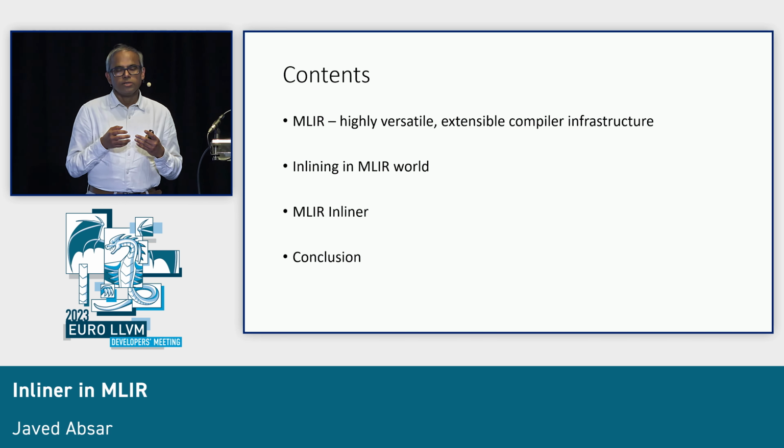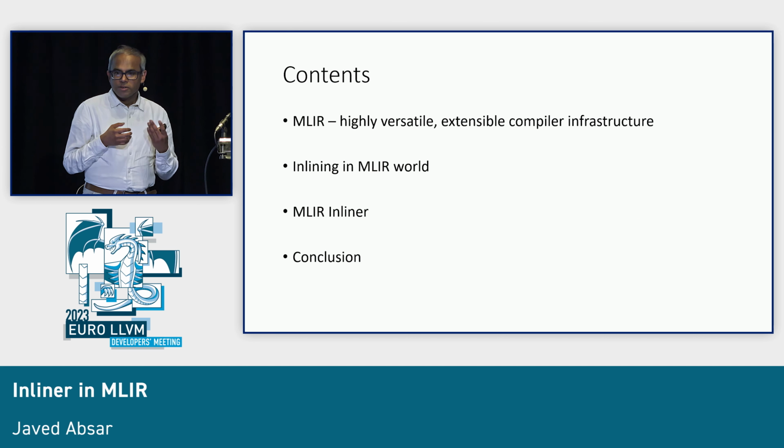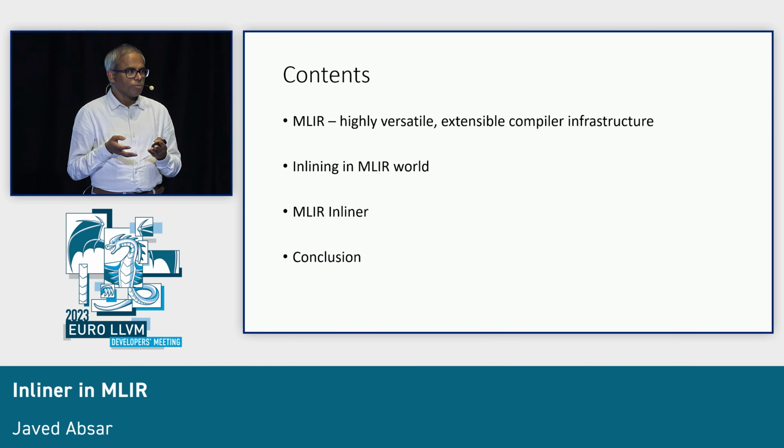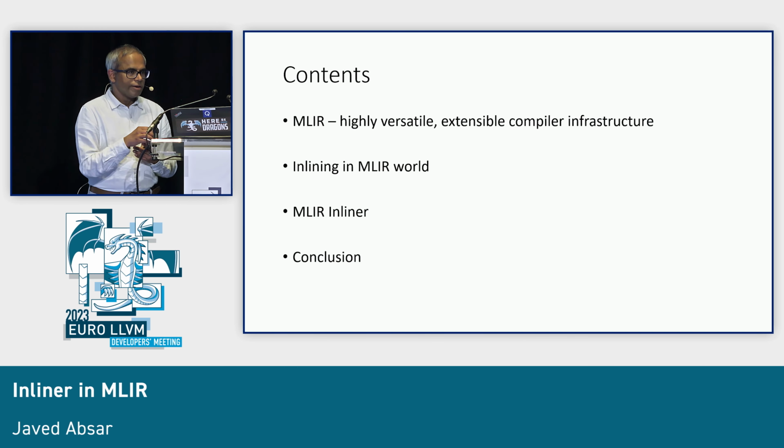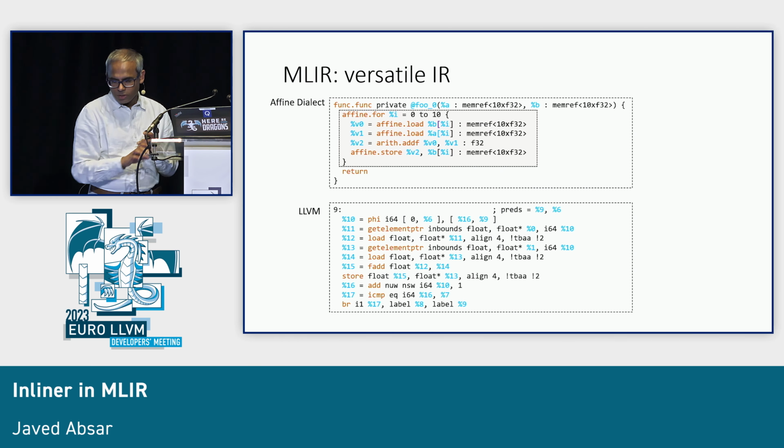But then the challenge is each dialect has its own semantics and different abstraction level. How is that possible? Not for all, but for some cases it could be possible, and inlining is one of them. We'll see how MLIR solves this problem in general and how that maps to the inliner specifically. Then we'll talk a little bit more about the details of the inliner, how it operates, and compare it with LLVM, for example, and conclude this talk.